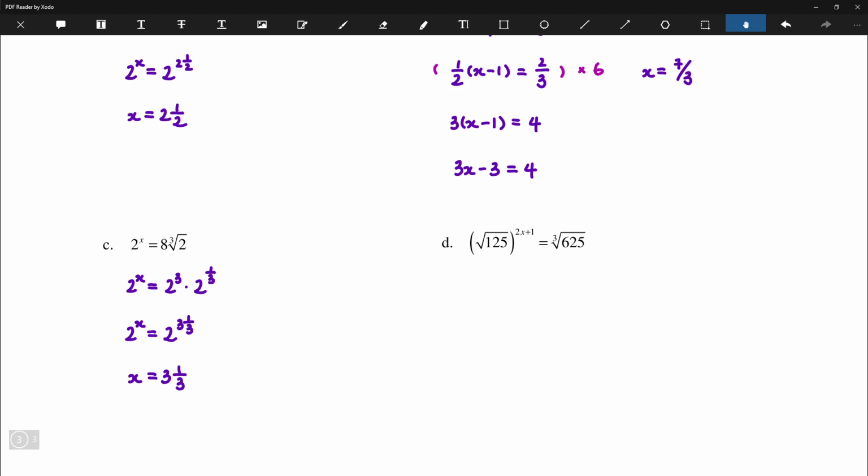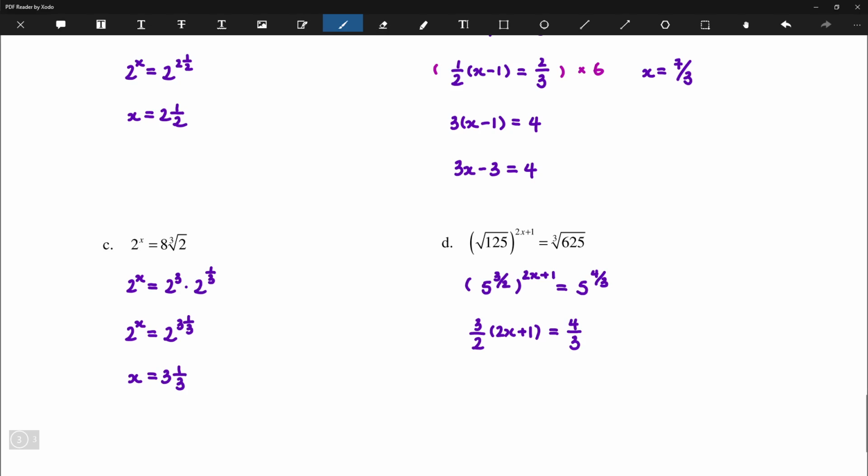Okay. Last question. So we have 125 as one of the bases and 625 as the other. So of course the idea here, the common base is going to be 5. So on the left-hand side, we have 5 cubed and then square root. And then on the outside of that, we have 2x plus 1. On the right-hand side, we have 5 to the 4th power over 3 because of the cube root there. So that means on the left-hand side, we have 3 over 2 and then 2x plus 1 multiplied together. On the right-hand side, we have 4 over 3.